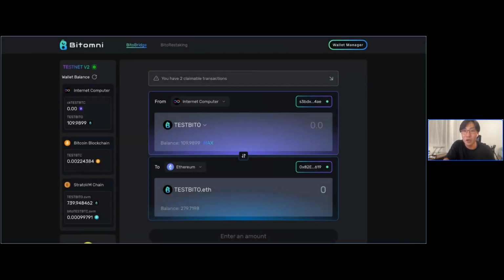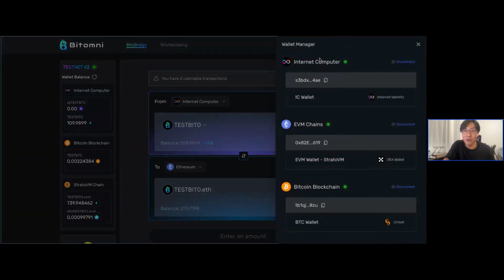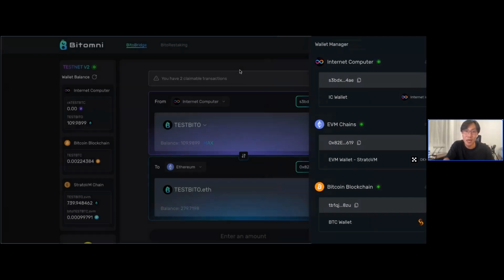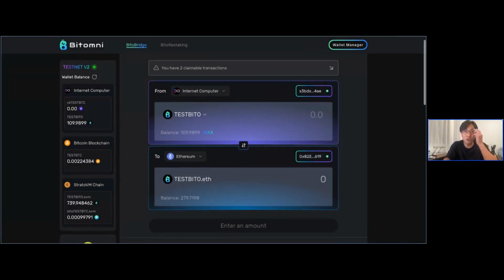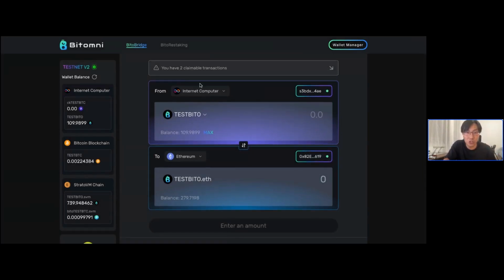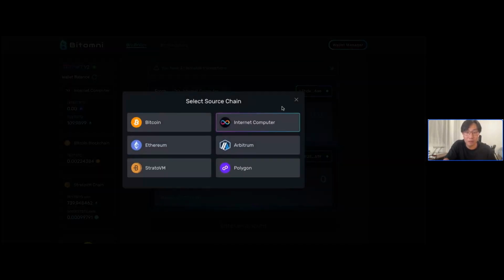It takes that time. So anyway, if I connect the Internet Computer and also EVM chains with an EVM wallet and Bitcoin blockchains using Unisat, I should be able to use all the features of BitoBridge, which are basically bridging tokens among different chains.